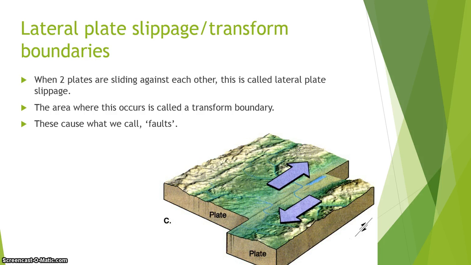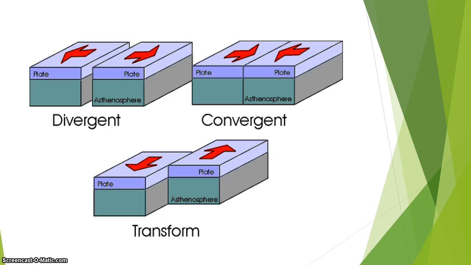Okay, and our third type of continental movement is the lateral plate slippage, or transform boundaries. When two plates are sliding against each other, this is called lateral plate slippage. So they're not pulling away from each other, they're not pushing into each other, they're actually sliding. Where this occurs is called a transform boundary, and these result in what we call faults, as we can see in the picture here. So they're sliding against each other.